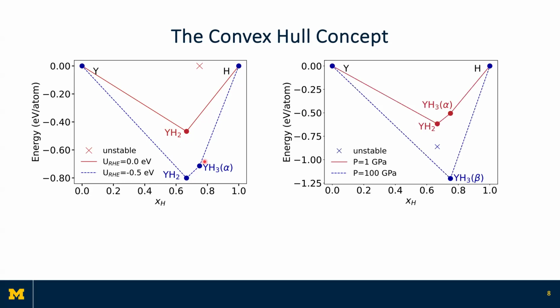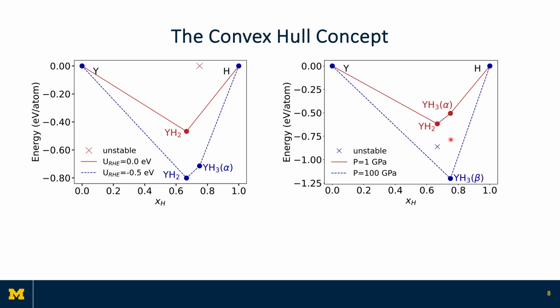The same applies for pressure, right? So if you look at 1 gigapascal, you have both this YH3 and YH2 being stable. And then if you increase the pressure, go up to 100 gigapascal, what this does, opposite to the electrochemical potential case, is that it pushes down this YH3 and pushes up YH2. So the YH2 stops being stable. And the only thing that you get that's stable here is YH3.